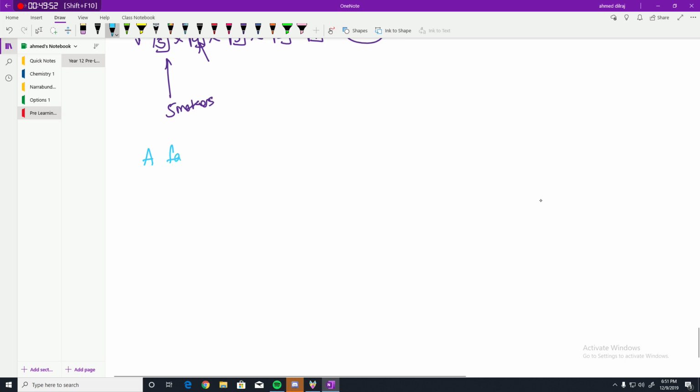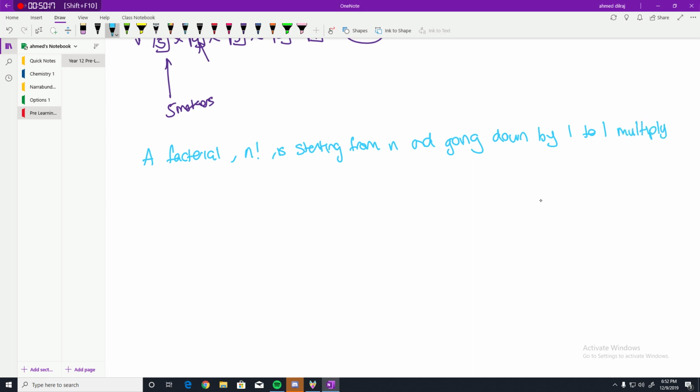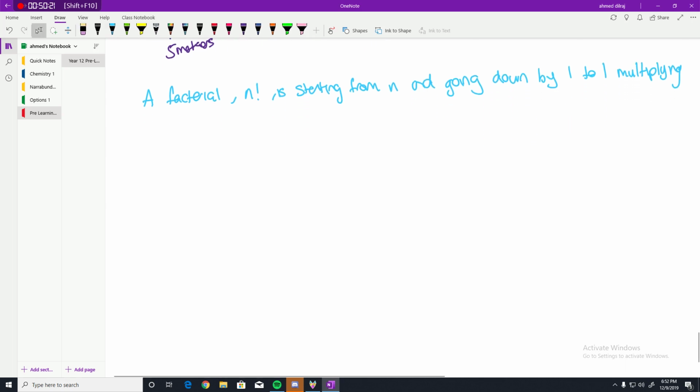So, a factorial, like n factorial, is starting from n and going down by 1 to 1, multiplying. So what I mean by that is 6 factorial. Frank, can you tell me what 6 factorial would be?